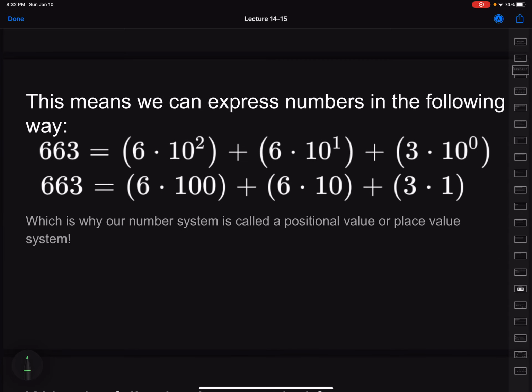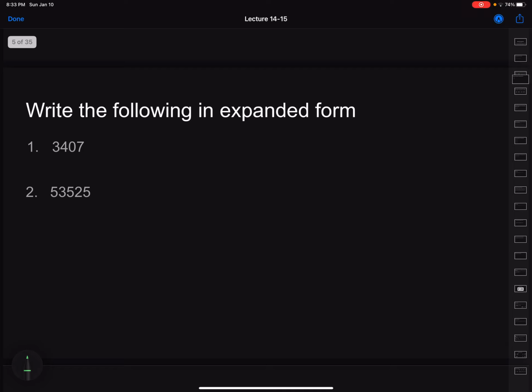And because of our 10-digit number system, our base 10 number system, we can express numbers in the following way. 663 is equal to 6 times 10 squared, plus 6 times 10 to the first, plus 3 times 10 to the 0. That's why our number system is a positional value or place value system, because the position of each digit can be described with the power of 10 that it's associated with. For example, the number 3,407 is equal to 3 times 10 to the third power, plus 4 times 10 to the second power, plus 0 times 10 to the first power, plus 7 times 10 to the 0th power in our positional number system.